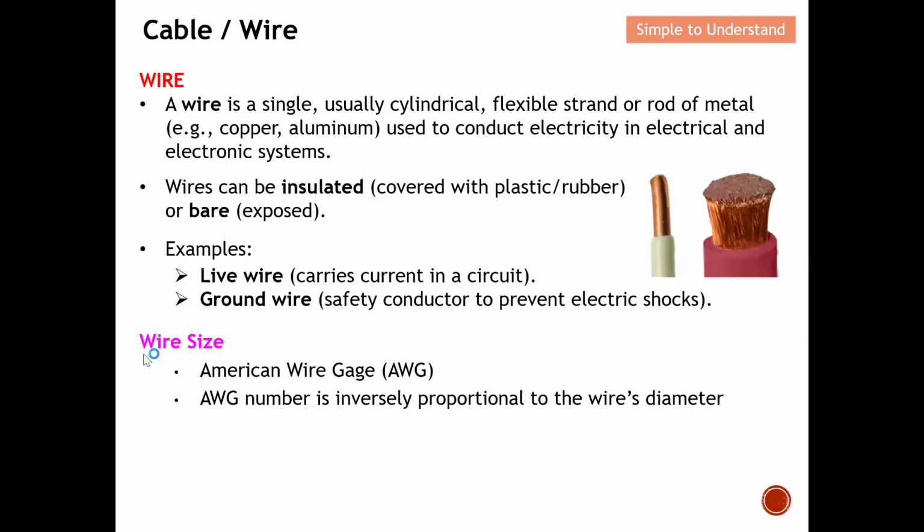We need to discuss quickly the wire size, because this has some impact on the skin effect. Wire size is standardized by the American Wire Gauge, AWG. The AWG number is inversely proportional to the wire's diameter, which means that the smaller the number, the bigger the wire diameter. The bigger the AWG number, the smaller the wire diameter.